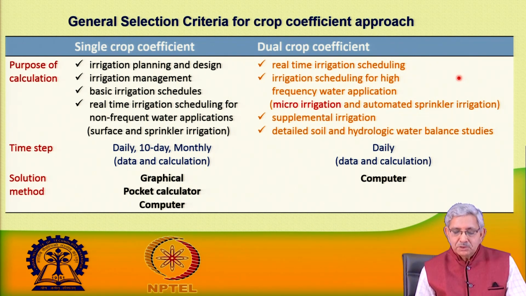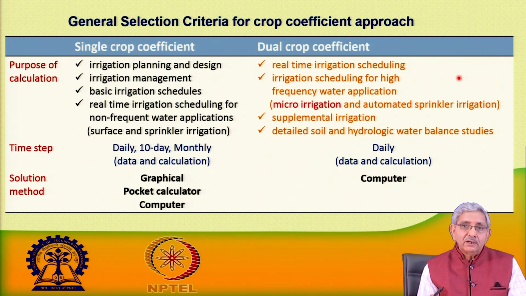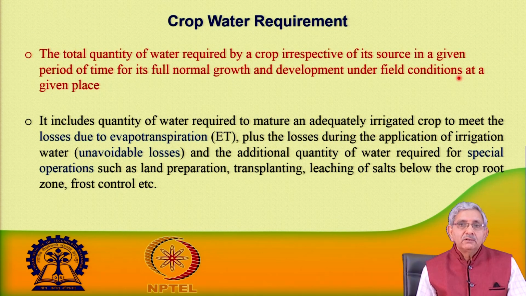Whereas the dual crop coefficient uses real time irrigation scheduling data. It is used for frequent application of water like micro irrigation, automated sprinkler irrigation systems, and detailed soil and hydrologic water balance. If someone wants to use such data, in that case it is the daily water balance. So, the dual crop coefficient is more relevant for daily calculation.